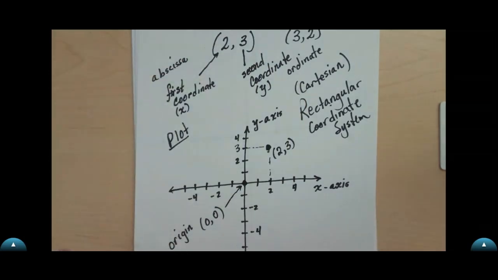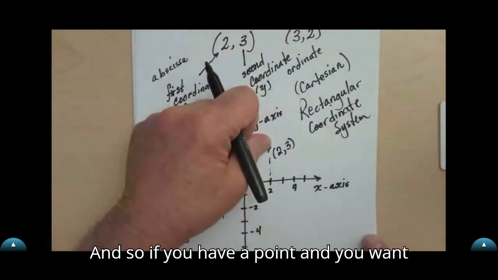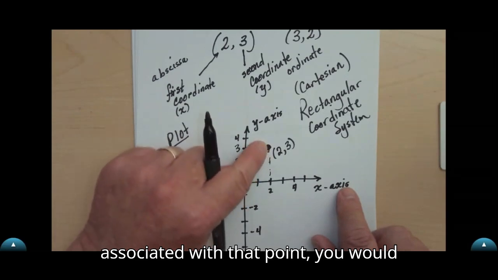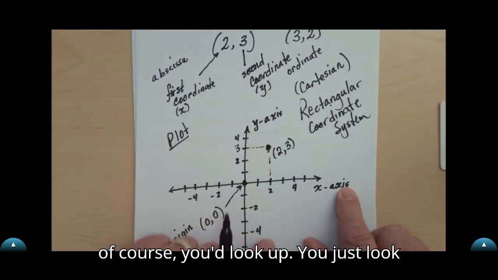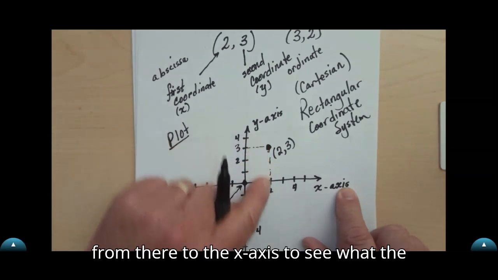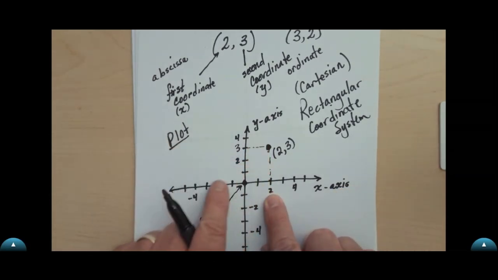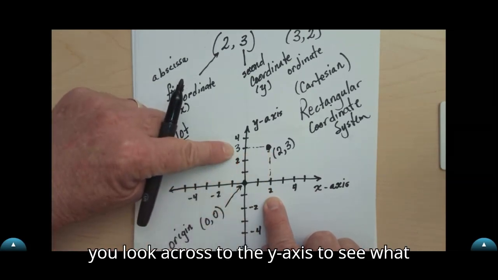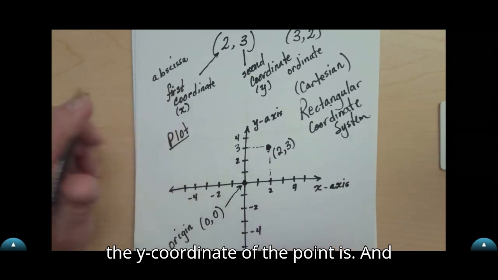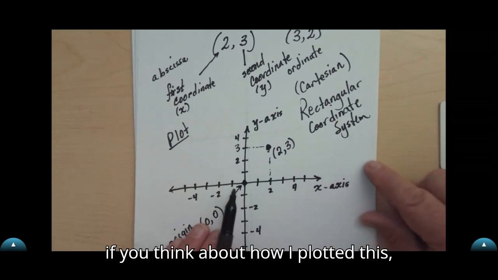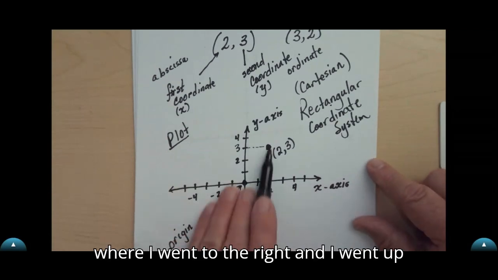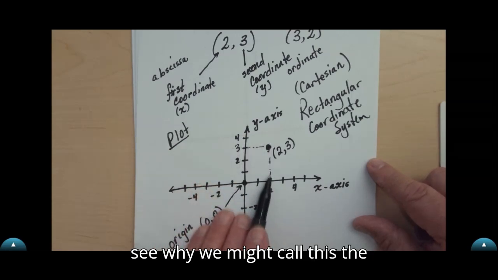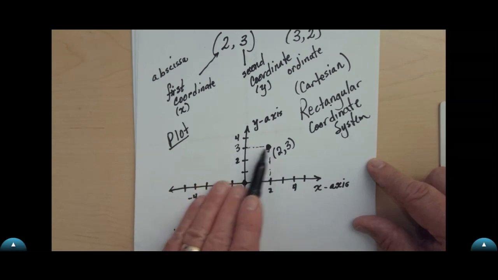Everybody see that? And so if you have a point and you want to figure out the coordinates of the ordered pair associated with that point, you would just look down to the x-axis, or if it was down here, of course, you'd look up, to see what the x coordinate of the point is, and then you look across to the y-axis to see what the y coordinate is. And by the way, if you think about how I plotted this, going to the right and then up, you can sort of see why we might call this the rectangular coordinate system, right?